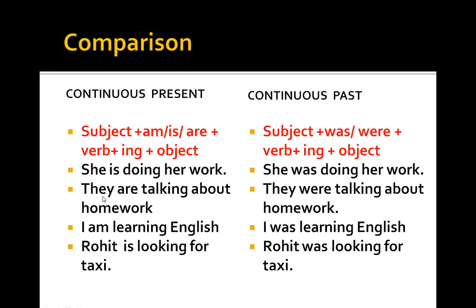Okay students, look at the next sentence. They are talking about homework. They is a plural noun, and therefore they are talking about homework, and it changes to continuous past like they were talking about homework. Here, instead of are, it becomes were. So look, in the past continuous tense, if the subject is a plural noun, then you must use were instead of was.